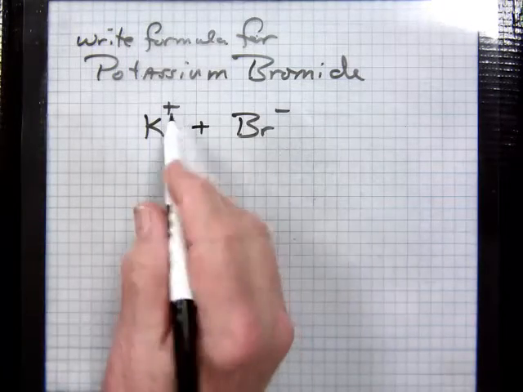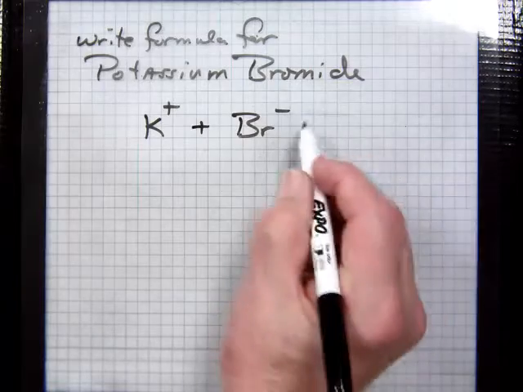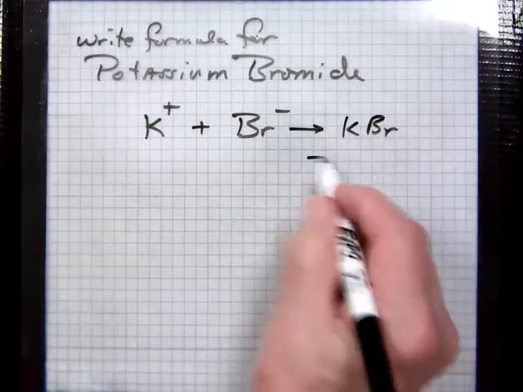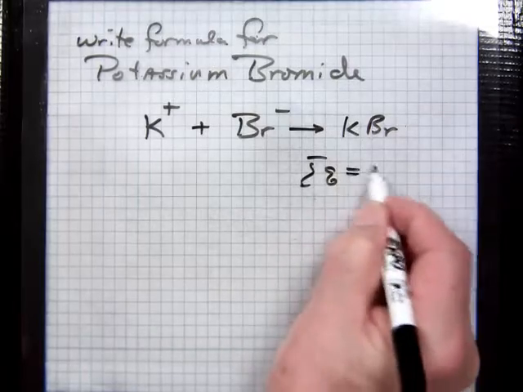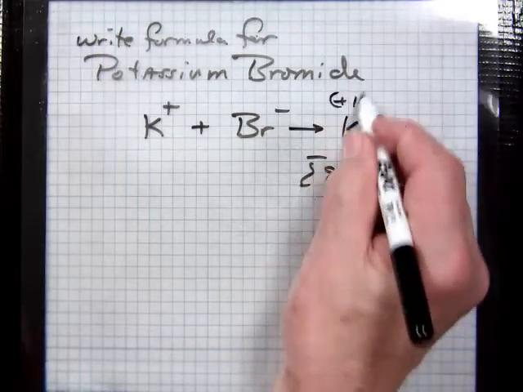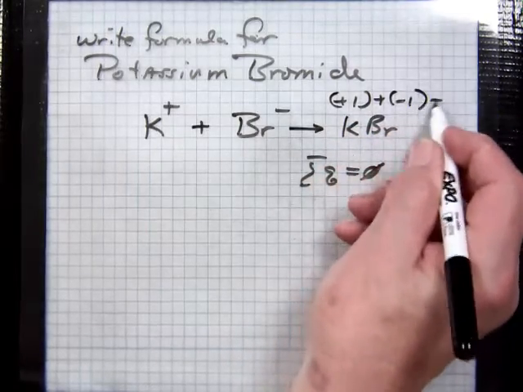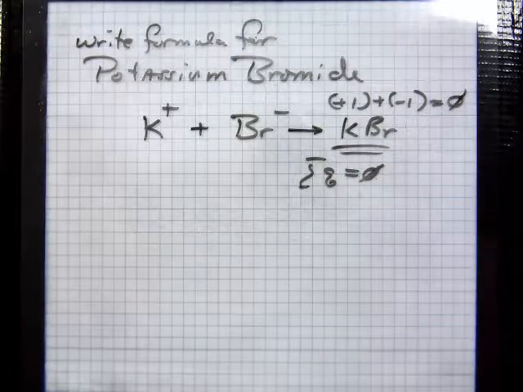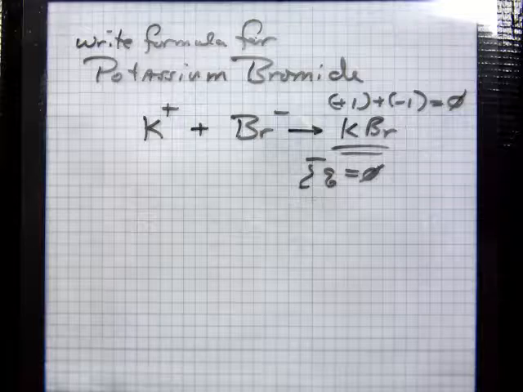So you have a plus 1 hooking up with a minus 1. And so when you put this together, you want the sum of charges to equal 0. Well, plus 1 plus a minus 1 does, in fact, equal 0. So that is, in fact, the correct formula for potassium bromide.